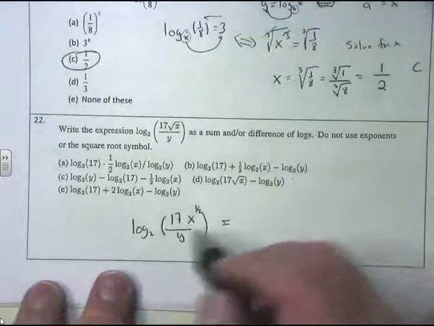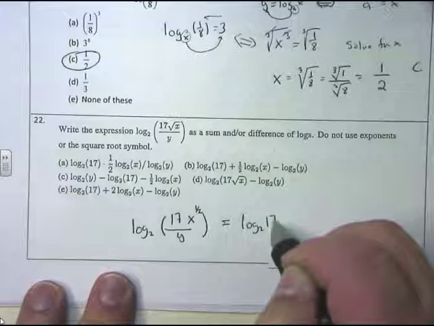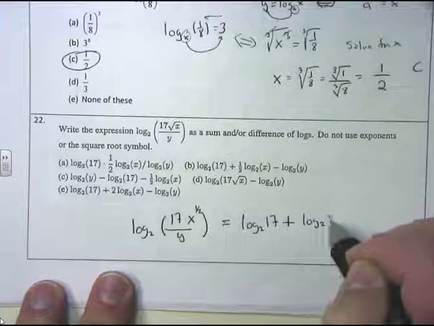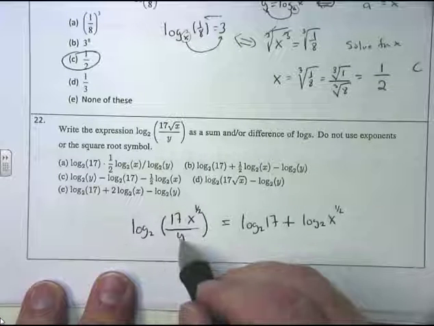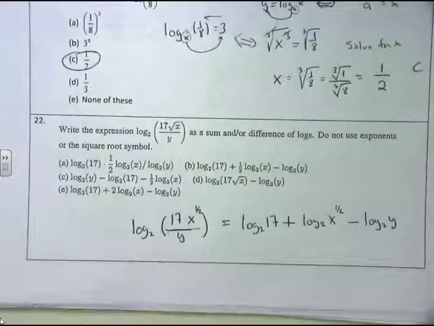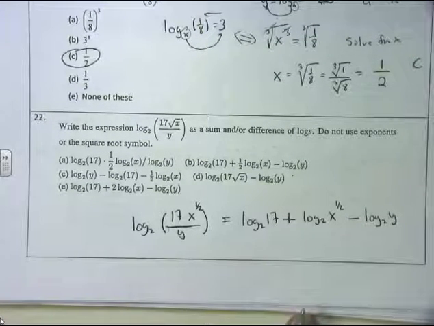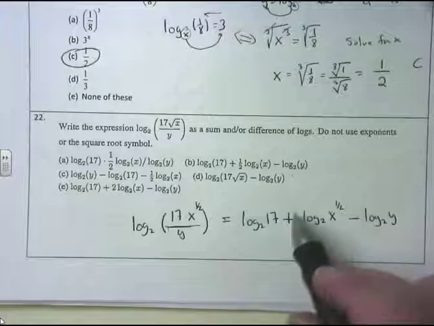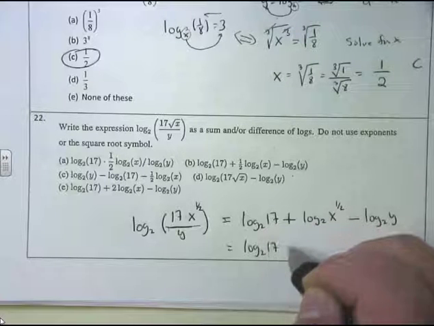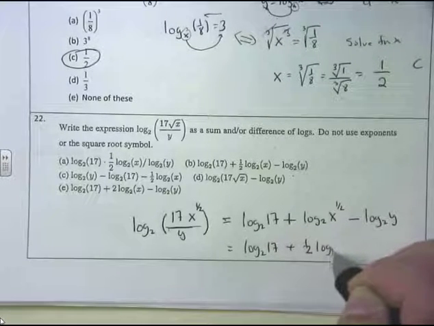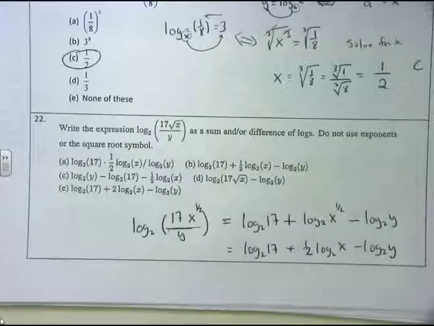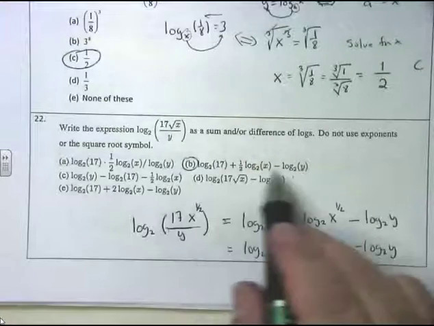So this would be, as I bust this thing up, the log base 2 of 17, that's multiplication, that turns into addition, plus the log base 2 of x to the 1/2. This is division, so that becomes minus the log base 2 of y. We're almost done, but our third log property says if you got the log of something to a power, powers get to go in front of the logs as you clean it up. So this would be equal to the log base 2 of 17 plus 1/2 the log base 2 of x minus the log base 2 of y, which means my answer is B.